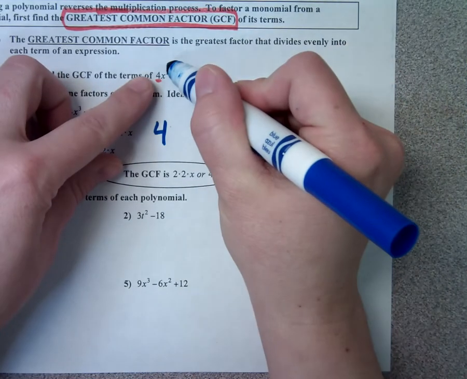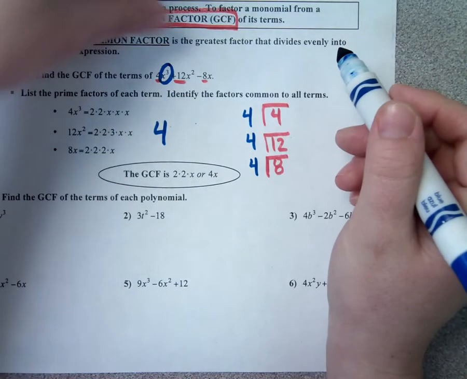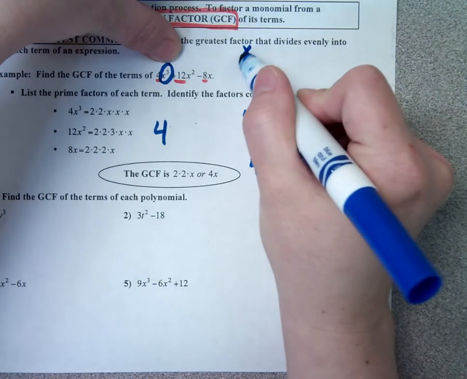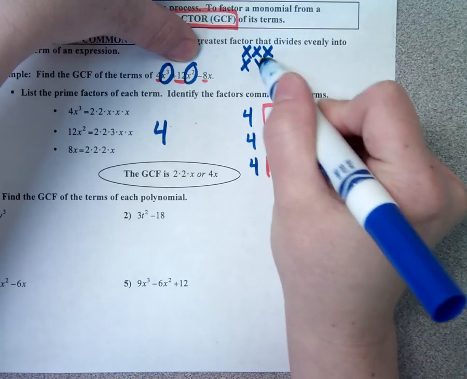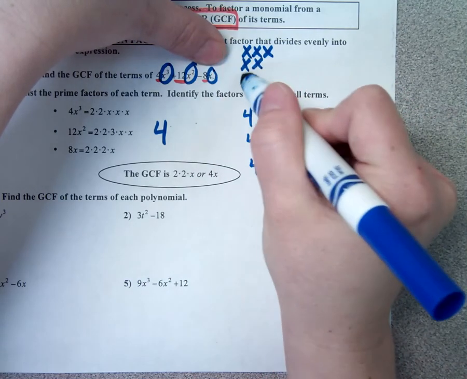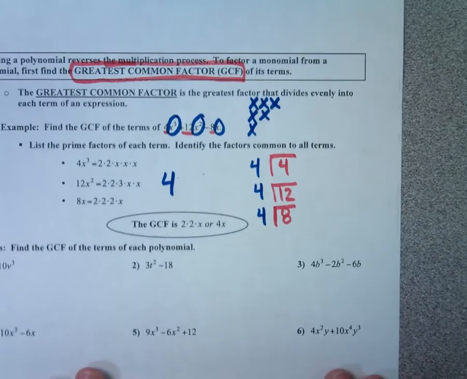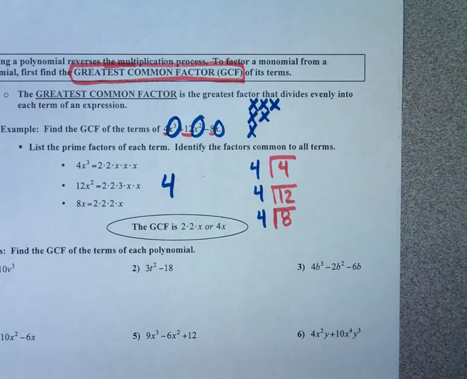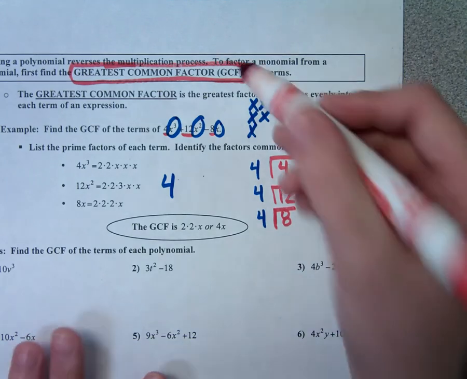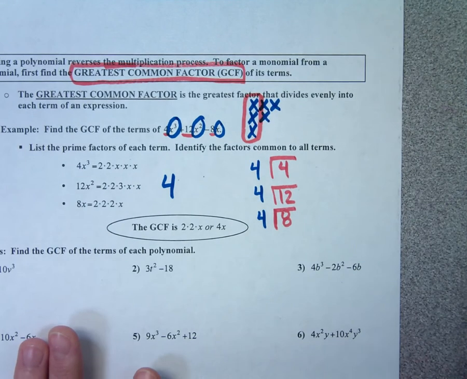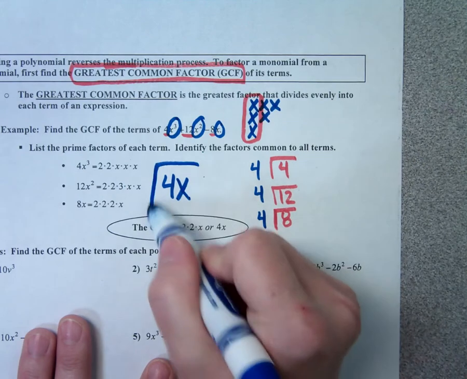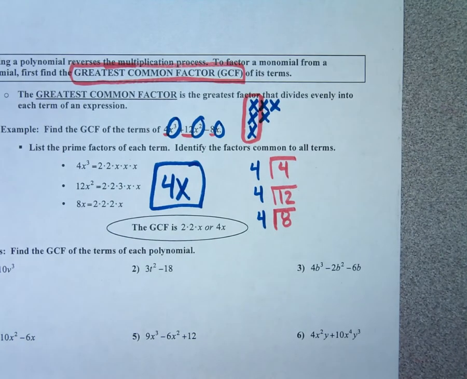Okay, letters. I'm going to draw this out for you for a while, and then maybe you'll notice something later. This one has 3 X's. This one here has 2 X's. And this one here has 1 X. What's the greatest number of X's they all have in common? They all have 1 X. They didn't all have 2 X's, and they didn't all have 3 X's. So 4X would be the GCF, the greatest common factor.